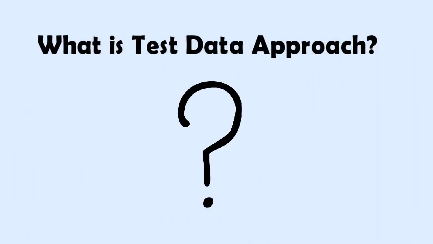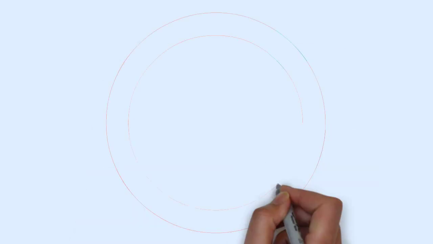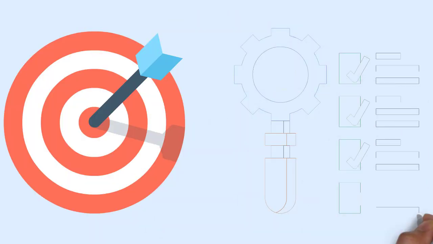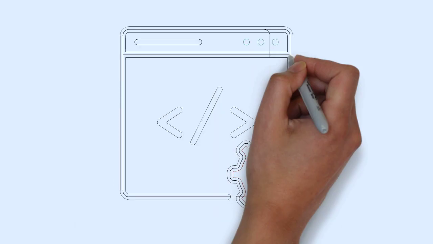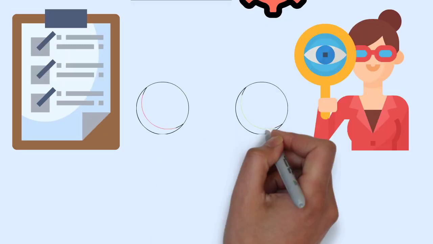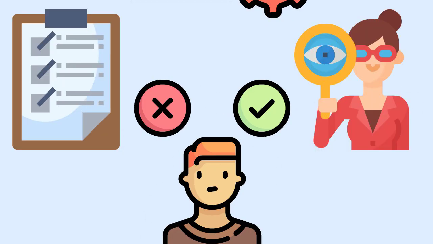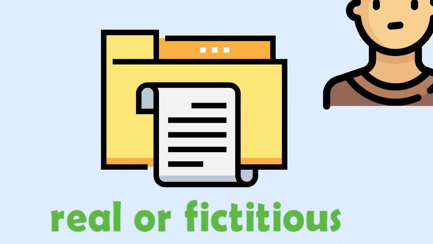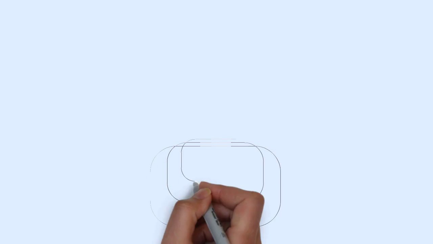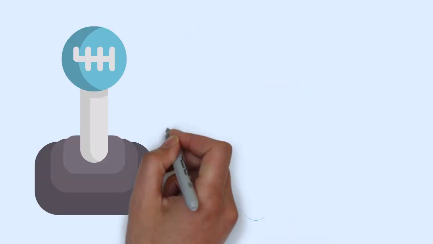What is test data approach? The objective of the test data approach is to verify the processing accuracy of programs and any programming changes. Test data is information prepared by an auditor that contains both valid and invalid data, whether real or fictitious. Next, the input is processed manually to determine the correct output.